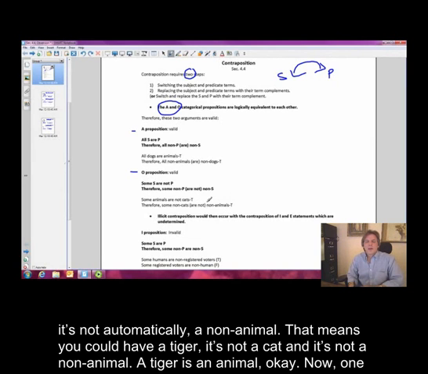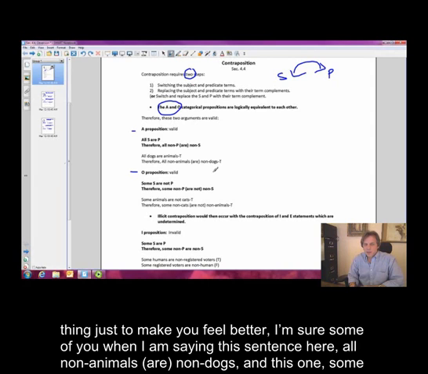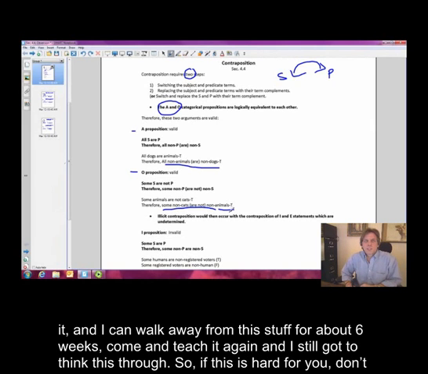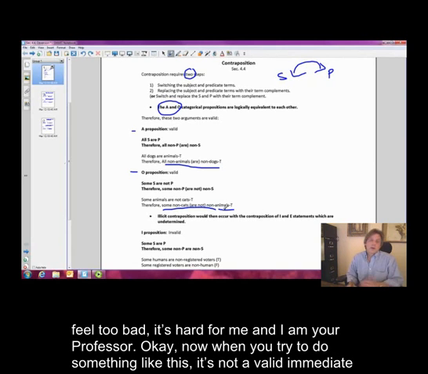Okay. Now, one thing just to make you feel better, I'm sure some of you, when I'm saying this sentence here, all non-animals are non-dogs, and this one, some non-dogs are not non-animals, boy, that can get awfully confusing. If this makes you feel better, I had to say those a few times before I knew I got it, and I can walk away from this stuff for about 6 weeks, come and teach it again, and I still got to think this through. So if it's hard for you, don't feel too bad. It's hard for me, and I'm your professor.